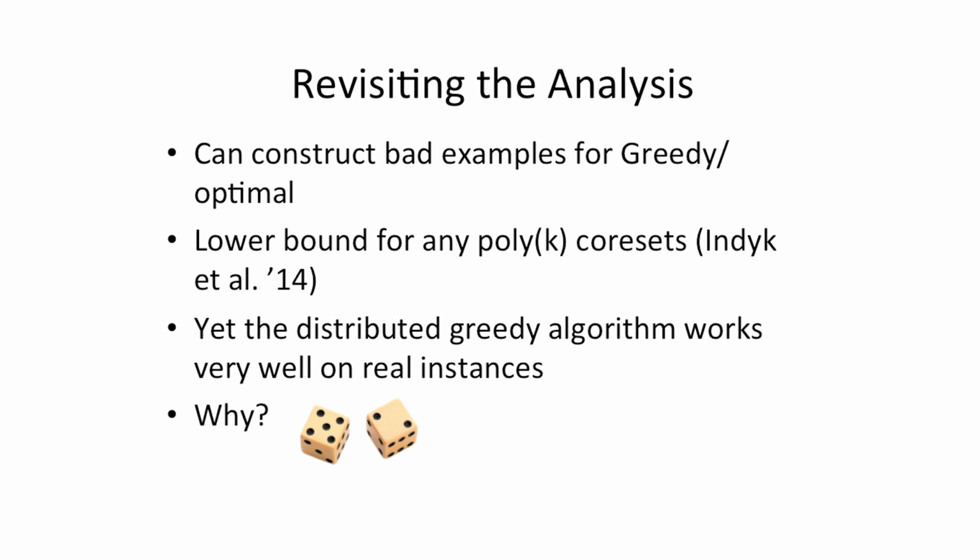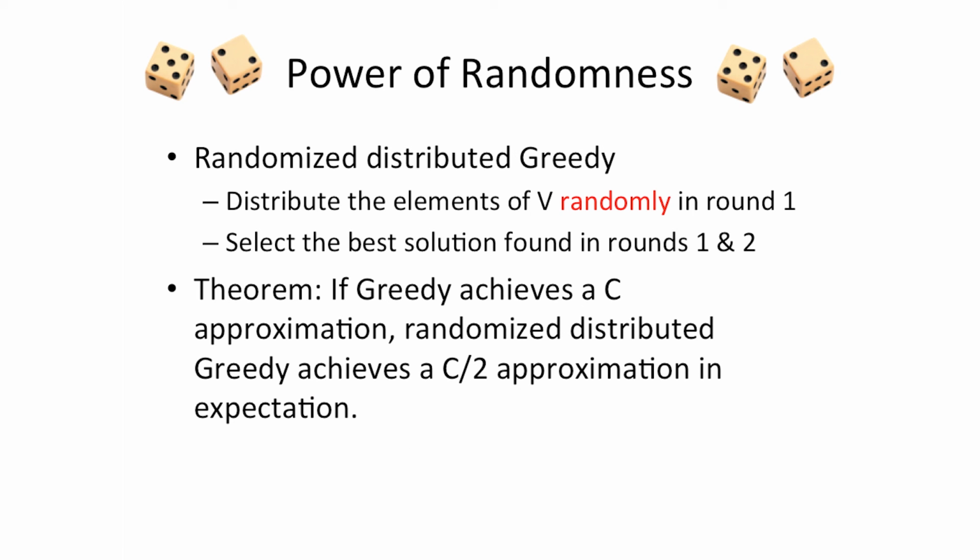So we looked at this algorithm very closely, and one thing that we noticed is that they were doing something which they were not using in the analysis, but it was definitely used in the experiments: randomness. In the experiments, they were running a randomized distributed greedy, which was exactly as before, except that instead of arbitrarily partitioning the elements onto the machines in the first round, they were randomly distributing them. Okay, so each element went to a machine chosen uniformly at random.